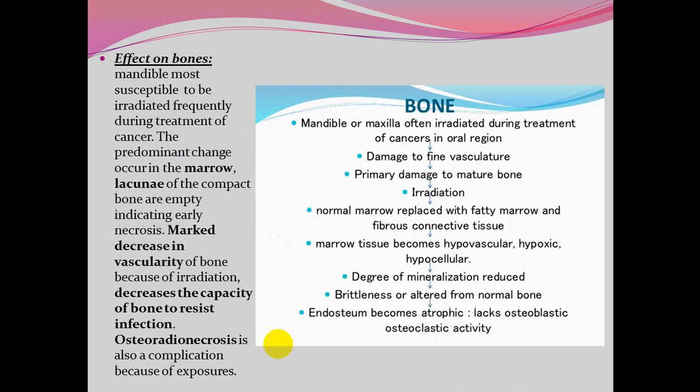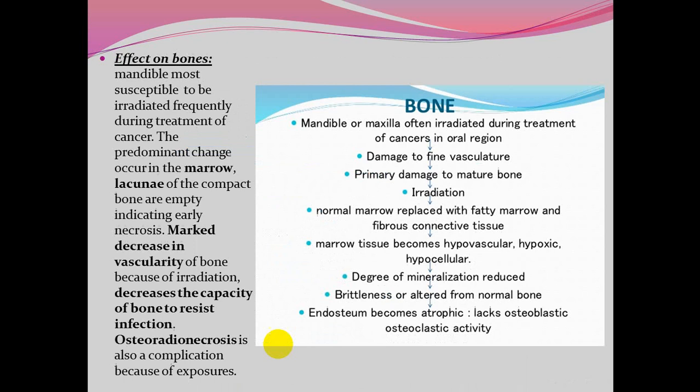Here is what would happen to bone that undergoes chronic exposure to radiation, in detail. As we said, the mandible is the most susceptible to this, and this is commonly seen with patients who received radiation for treating cancer in the oral region, definitely. This will lead to damage to the fine vasculature, and the result is primary damage to the mature bone.